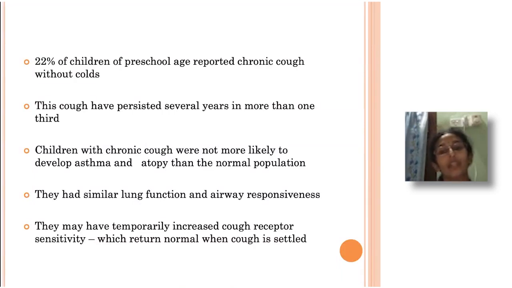Children with chronic cough were not more likely to develop asthma and atopy than the normal population. So this indicates there is no hyper airway responsiveness. They had normal lung function and normal airway responsiveness. This indicates they may have temporarily increased cough receptor sensitivity, which returns to normal when the cough settles.